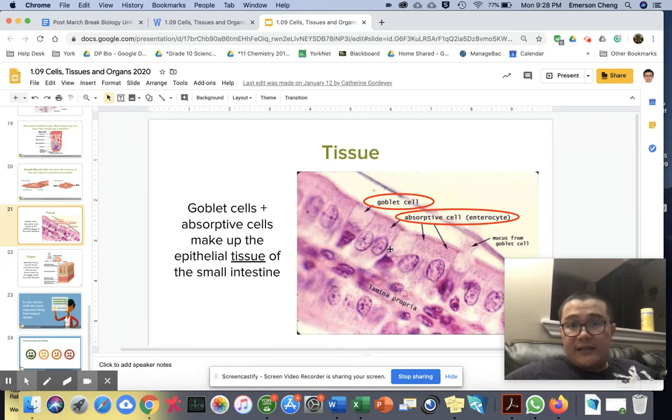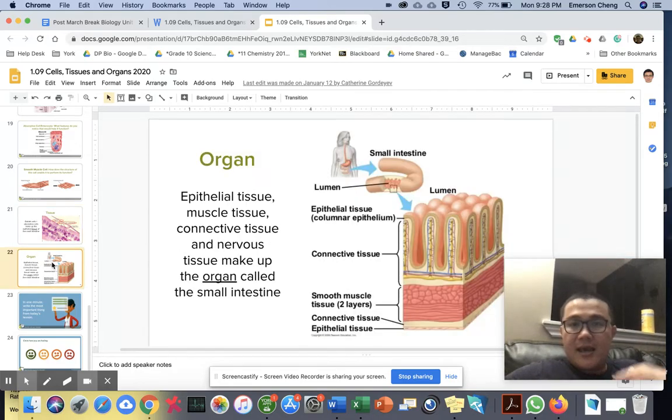Now, as you can see, at the tissue level you see a number of different specialized cells working together. In the small intestine, you have goblet cells that make mucus, and absorptive cells that absorb nutrients. They work together to make up the epithelial tissue of the small intestine. Then at the organ level, you have the smooth muscles and the connective tissues. This comes together to form the organ of the small intestine.